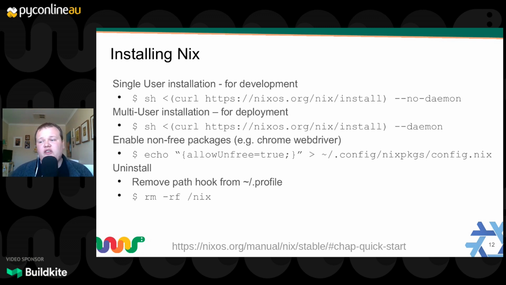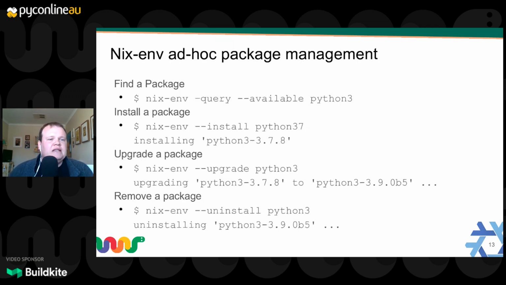Uninstalling is very easy. If you decide that you don't like it after giving it a try, it installs a path hook in your profile. Just get rid of that, and rm -rf the Nix store. Gone, easy.